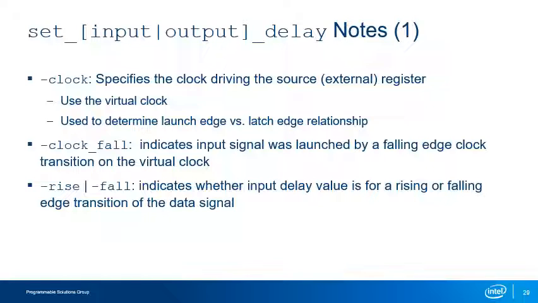The -rise and -fall options specify that the external delay should only be applied on the rising or falling edge of the targeted input or output data port. Without -rise or -fall, the delay applies to both edges. Since -max and -min and -rise and -fall are each mutually exclusive to each other, you could have 2 or 4 constraints for each I/O port. Only 2 constraints specifying -max and -min are required if the delay can be applied to both the rising and falling edge of the data.